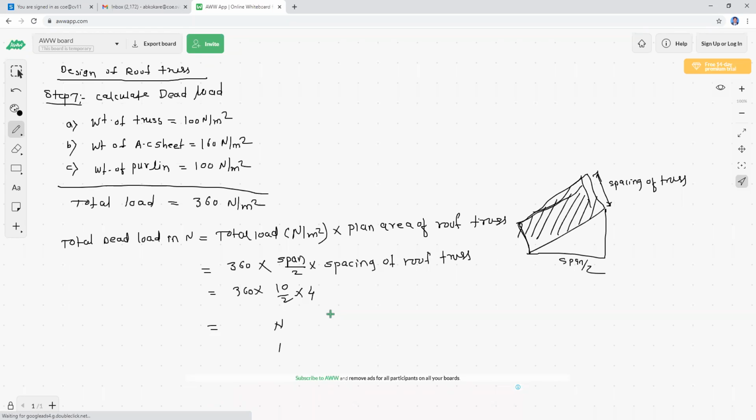So we have to do one correction here, please. Here we have written plan area, so this is the inclined area. Whatever area we have written, span by 2 into spacing of roof truss, span by 2 is this distance. But correct, sorry. I think I have taken this length. How much answer?